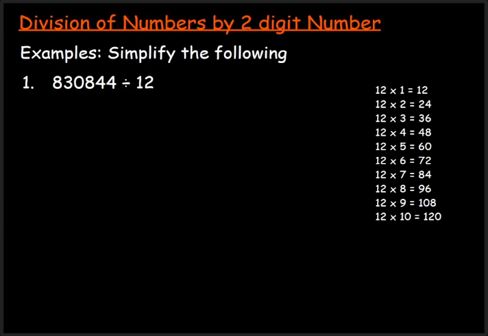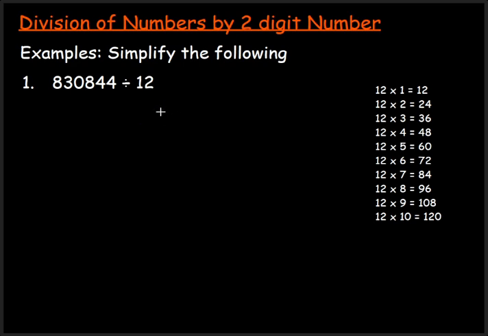So for today we'll be looking at division of numbers by two-digit numbers. So let's look at the example: 830844 divided by 12. Now when you are dividing by a two-digit number, for a start I recommend long division. Long division is easy. As you keep on building, you can look at short division. But for a start, long division is easy to use.